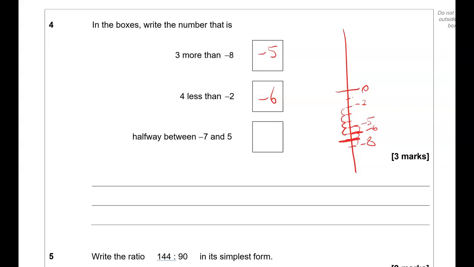Here is -7 and 5. How many steps is this all together? So we go 1, 2, 3, 4, 5, and then 7. So 7 and 5, that is 12. So we're going 6 steps down from this point. 1, 2, 3, 4, 5, 6 to -1. Or you could go 6 steps up from the -7 and still give the same answer.